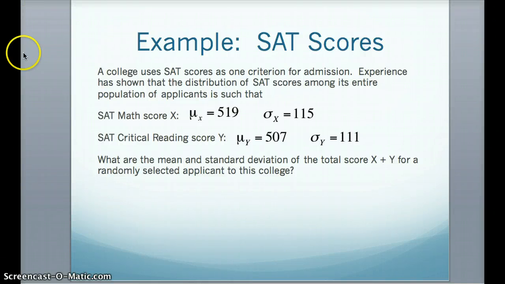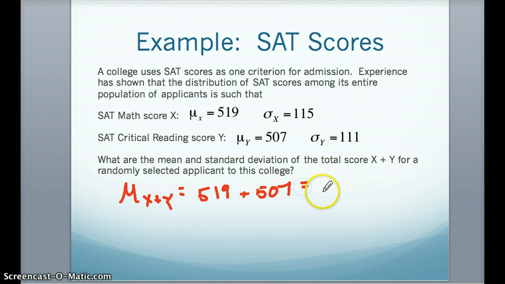So for our mean, it's not defining a new random variable, so I'm just going to show that with X plus Y. And so my 519 plus 507 is going to give me the total. And the variance and standard deviation of the total cannot be computed from the given information.